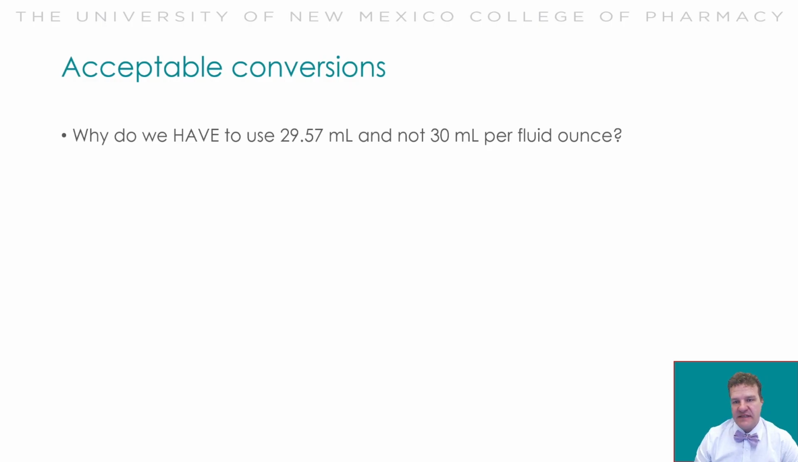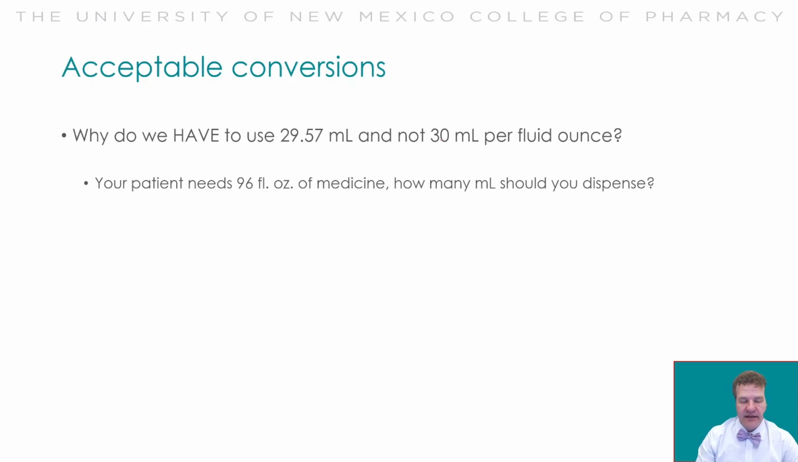Now, everybody always asks me, why do we have to use 29.57 and why can't we use the 30 mils per fluid ounce? Well, let's think about it. In this example, your patient needs 96 fluid ounces of medicine. How many mils should you dispense? Again, remember from my other videos, I underline my knowns and I circle what I'm looking for. Okay, so 96 fluid ounces. I want mils. So we need to get rid of fluid ounces.